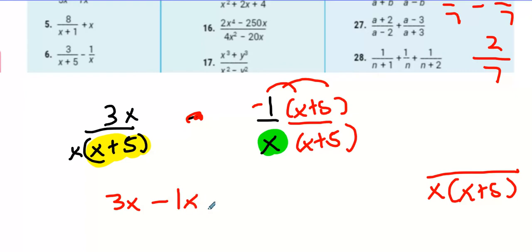Minus 1x and minus 5. And what's 3x take away 1x? 2x minus. Now, anything that can be cancelled? All right. You can't cancel.